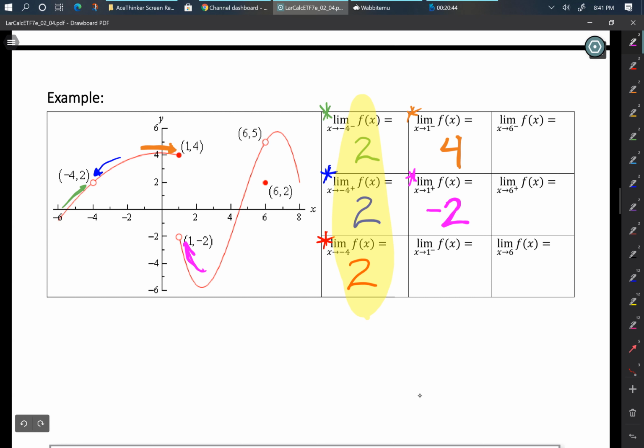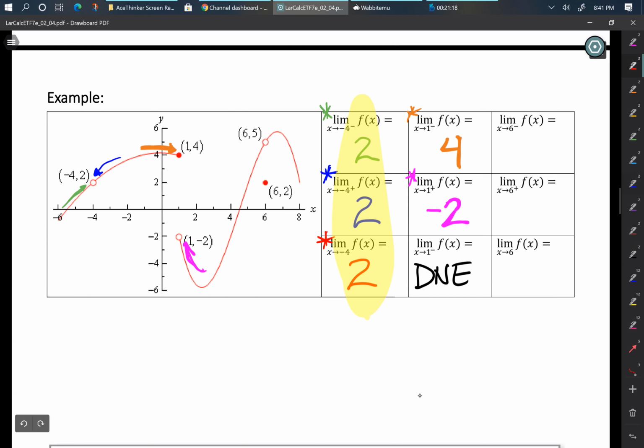If the left is 4 and the right is -2, what's the limit? Well, the limit only exists if the left-hand limit and the right-hand limit are the same. And so the left-hand limit is 4, the right-hand limit is -2, the limit does not exist. One-sided limits can exist even if the limit doesn't exist. But the limit can't exist unless the one-sided limits exist.